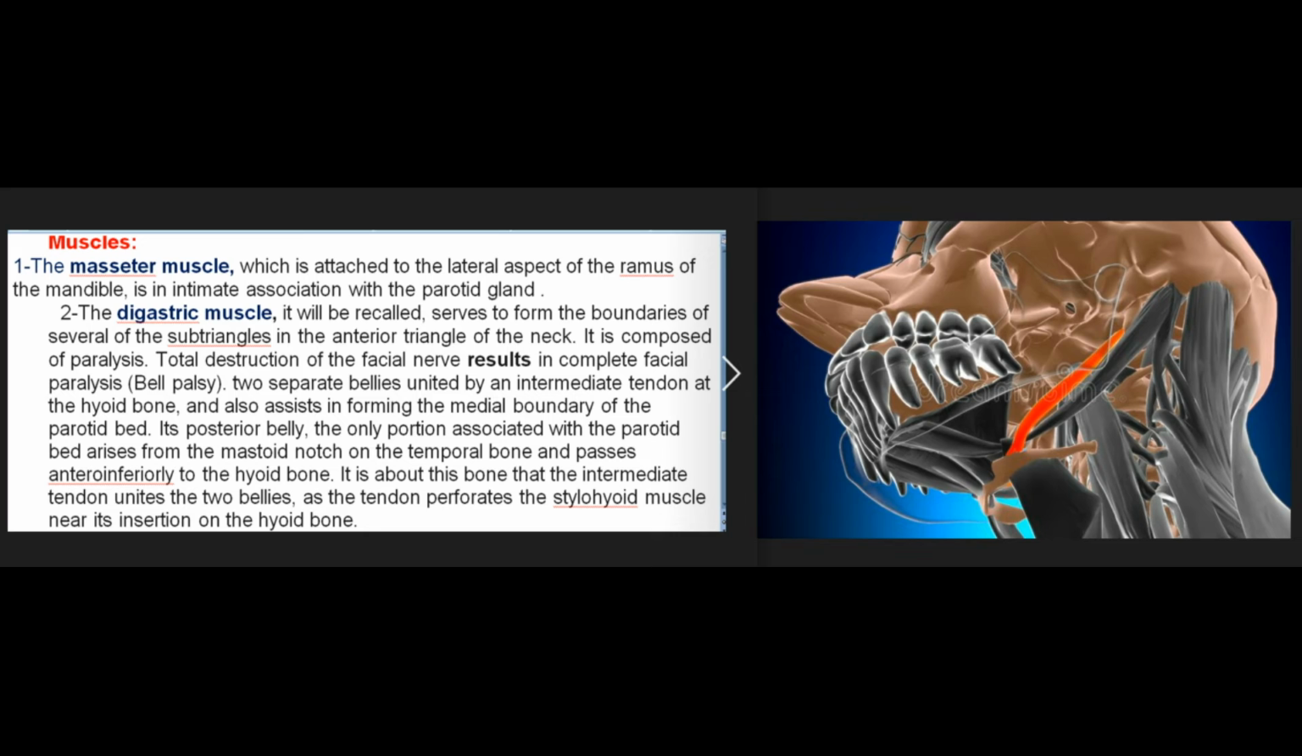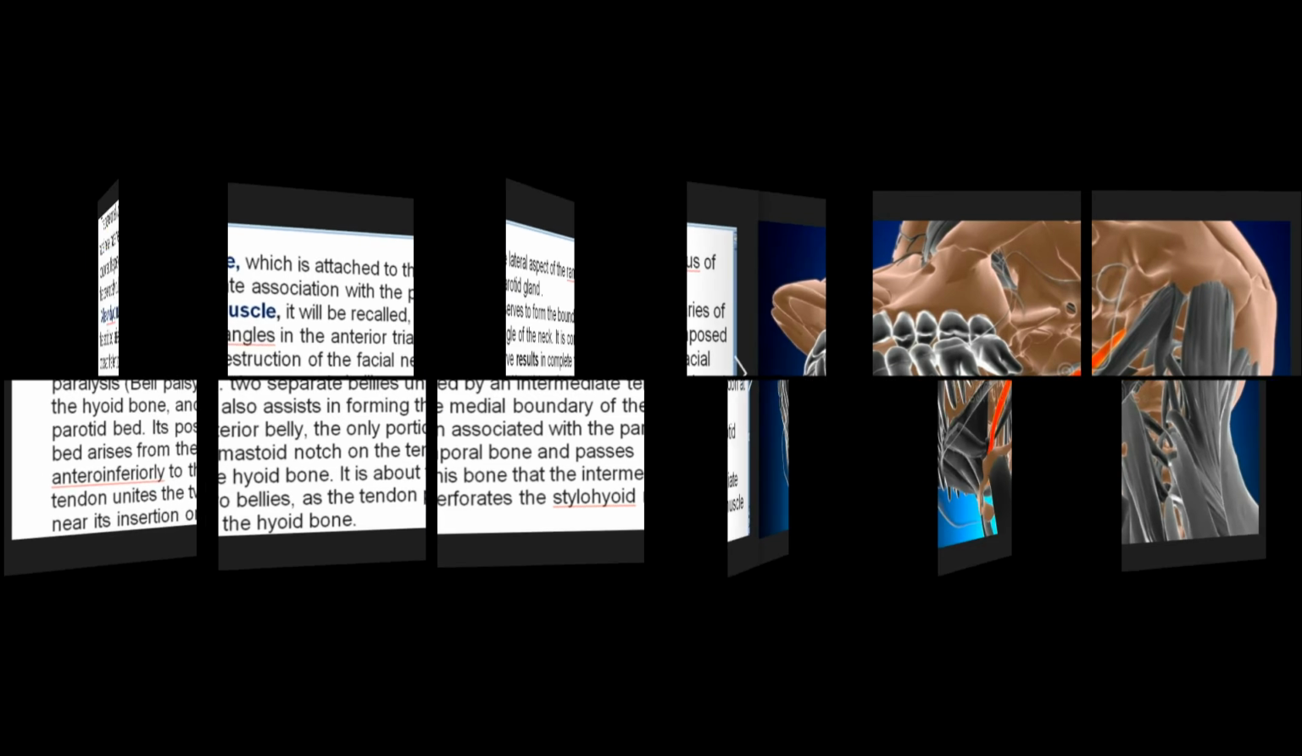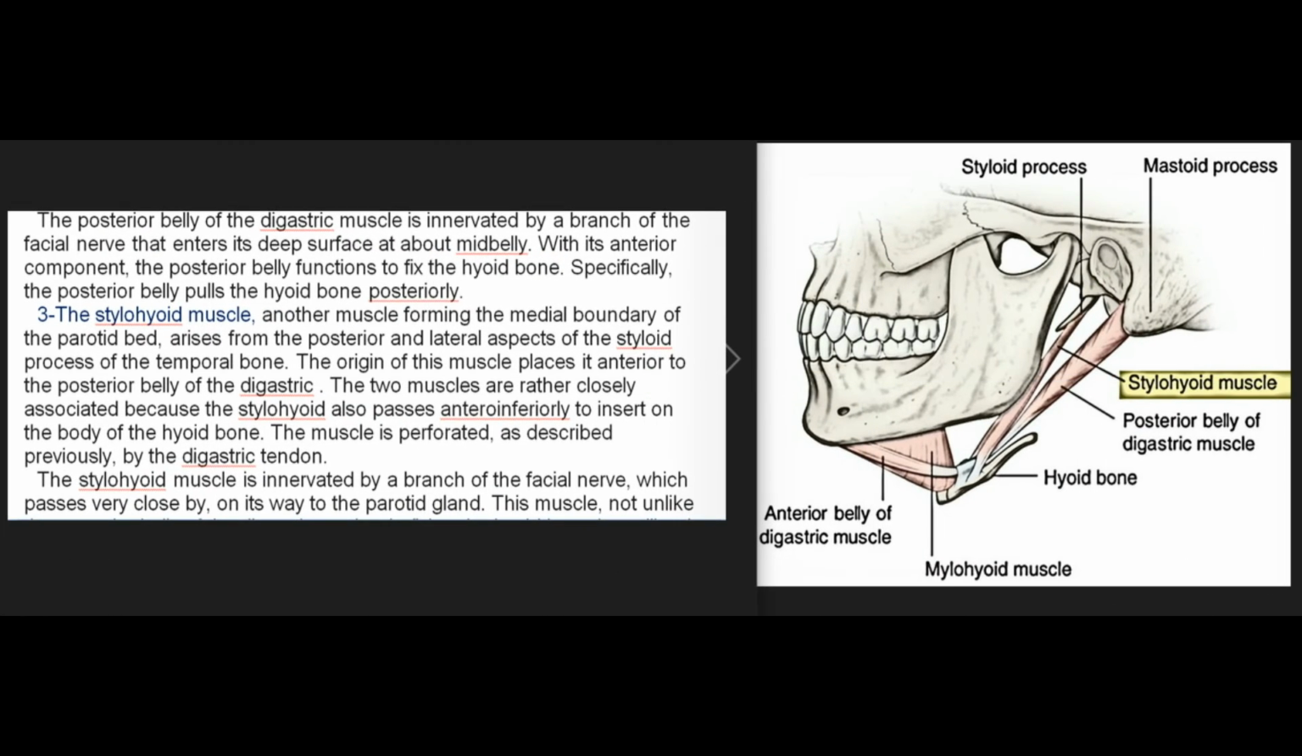It is about this bone that the intermediate tendon unites the 2 bellies, as the tendon perforates the stylohyoid muscle near its insertion on the hyoid bone. The posterior belly of the digastric muscle is innervated by a branch of the facial nerve that enters its deep surface at about mid-belly. With its anterior component, the posterior belly functions to fix the hyoid bone. Specifically, the posterior belly pulls the hyoid bone posteriorly.